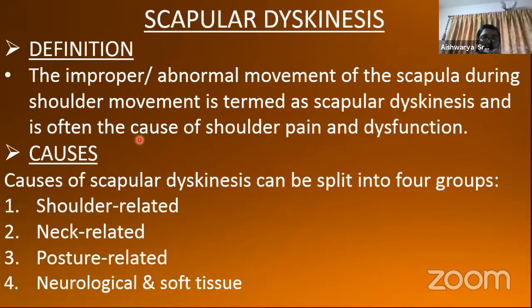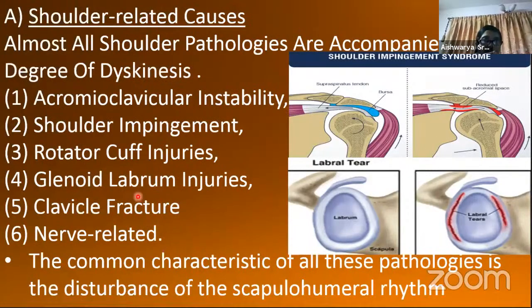Coming to the causes of scapular dyskinesis, there are four causes. It can either be shoulder related causes, neck related causes, posture related causes, or neurological and soft tissue related causes. Now, coming to shoulder related causes. Any type of shoulder pathology or disease is mainly accompanied by a degree of abnormal scapular movement and position. Why? Because we have at least 15 shoulder muscles that attach to the scapula.